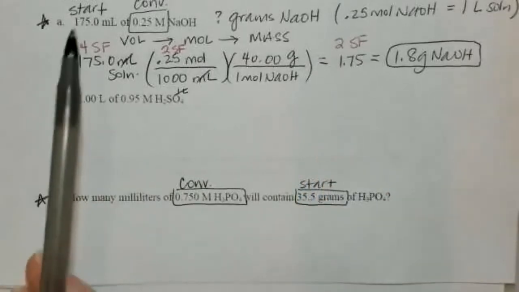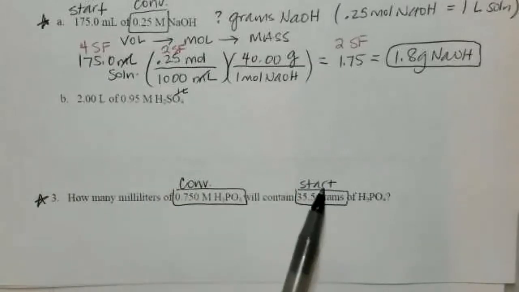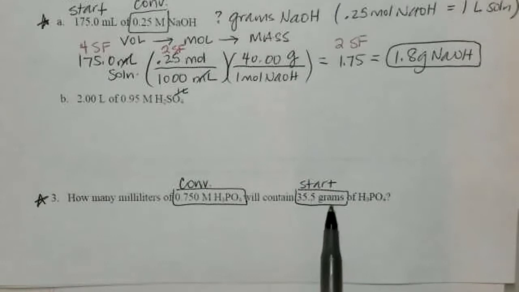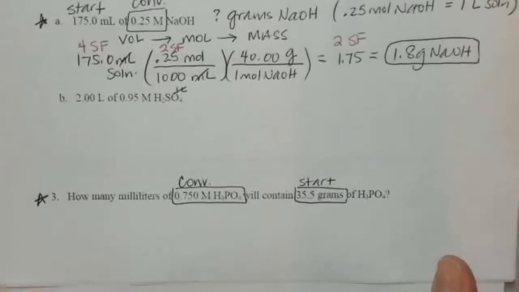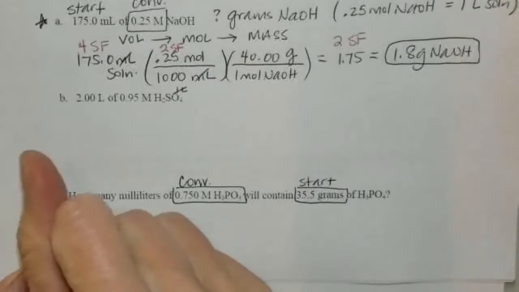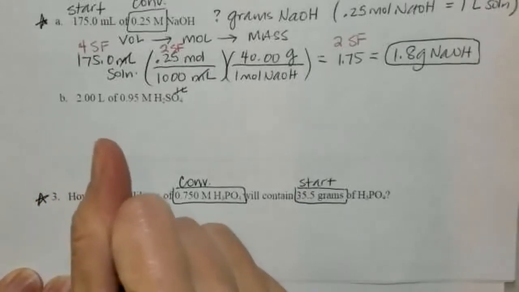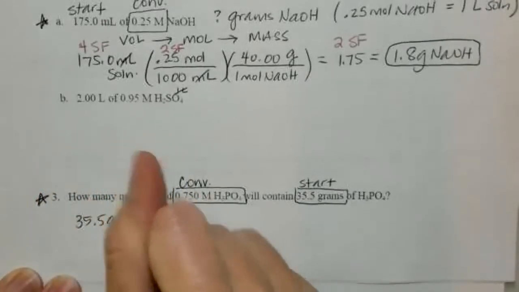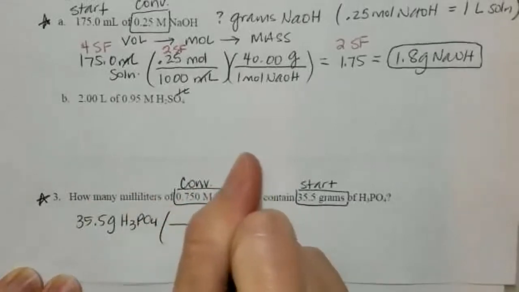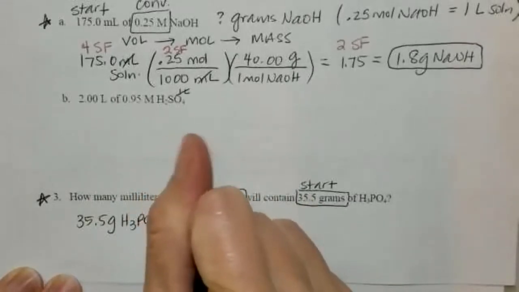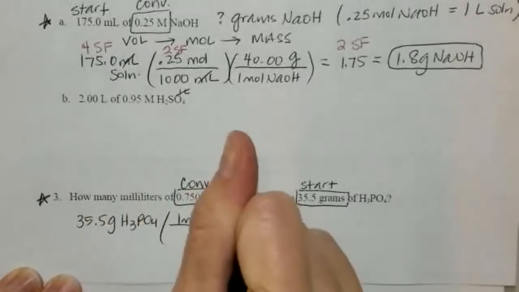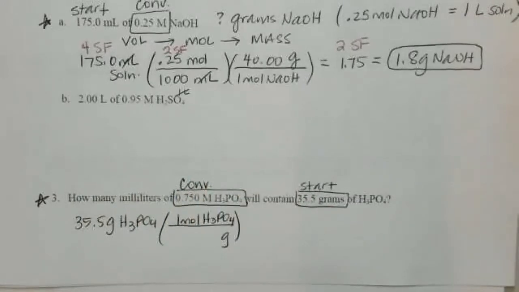So in the last example, we had volume to start with. In this one, we have mass. And as I mentioned before, if you have mass, the very first thing you're going to need is molar mass, because as we are very familiar with in chemistry, the mole is always where you go, right? So we have 35.5 grams of H3PO4. All right, and so what I need to do here is get rid of grams and go to moles of H3PO4. And of course, that's the molar mass from the periodic table.